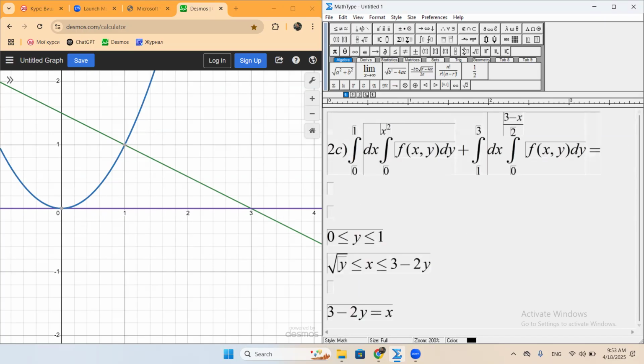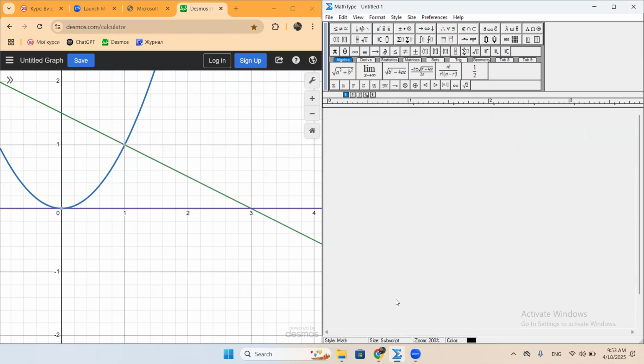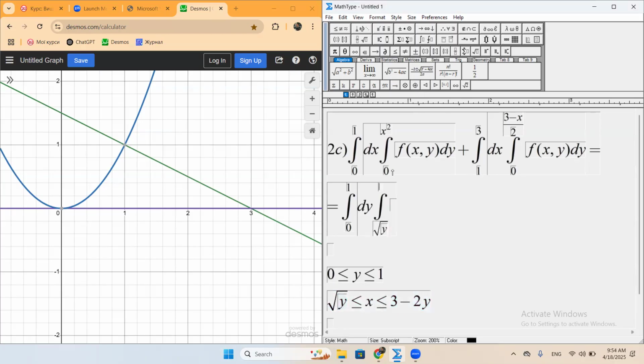And now we rewrite this sum of integrals as one integral. Obviously it's easier to calculate one integral rather than two integrals separately and then add them. So now the limits of integration are the following. So it's done. Any questions about this exercise?